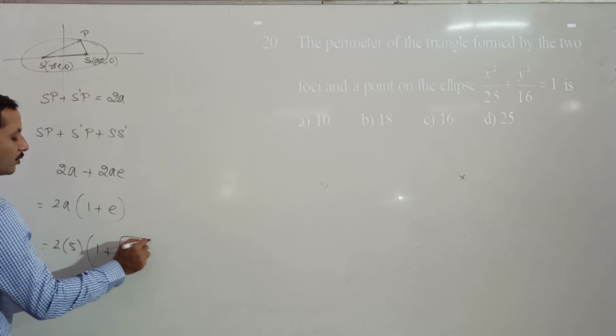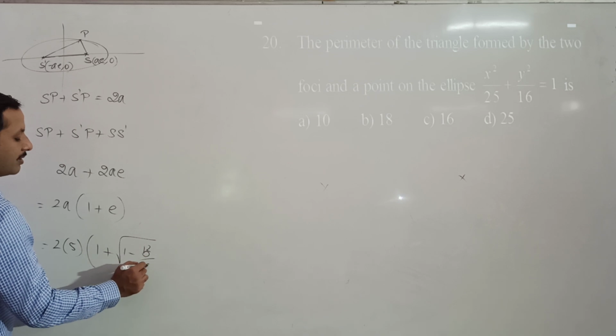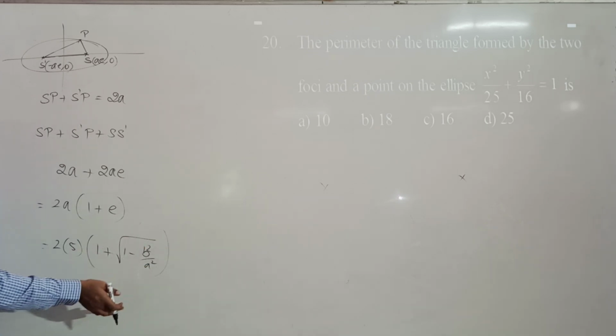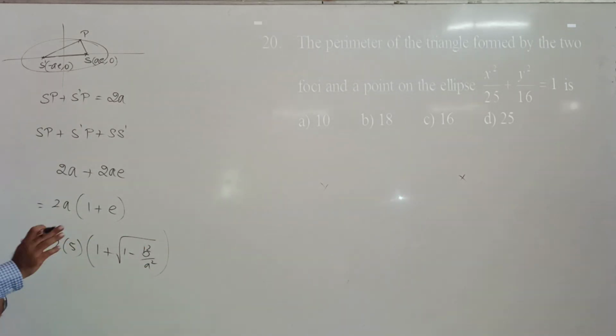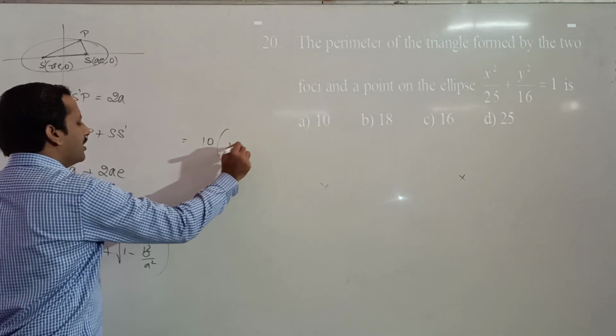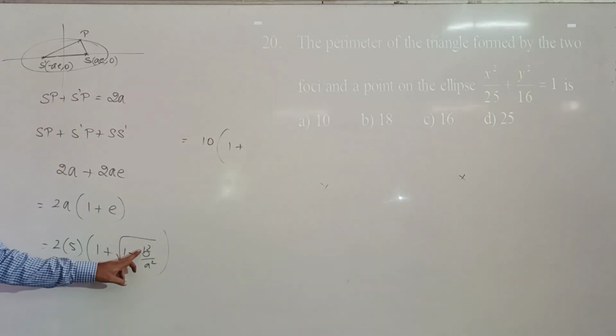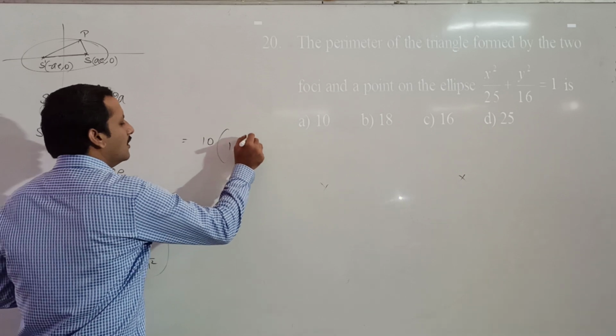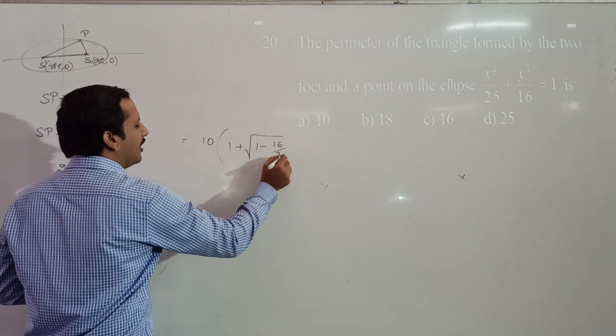Eccentricity, we know the formula, root of 1 minus b square by a square, if a is greater than b. This is the formula we use. If a is less than b, we reverse it: root of 1 minus a square by b square. Then 10 into 1 plus e, that is 16 by 20.